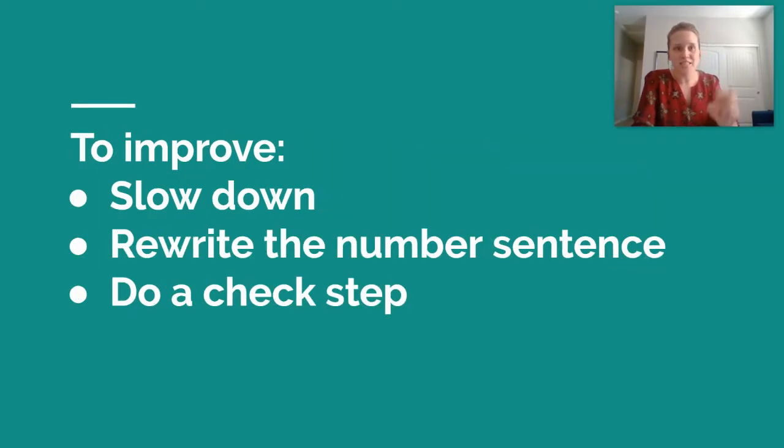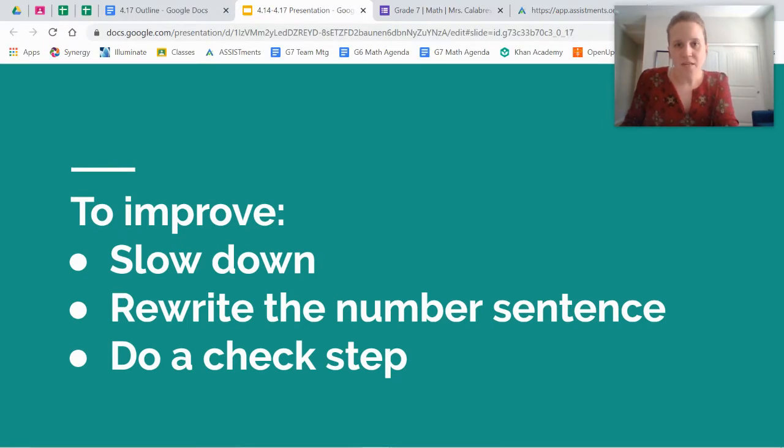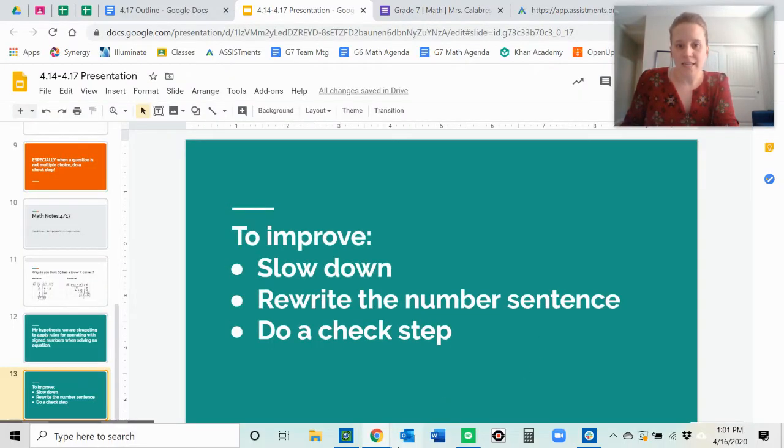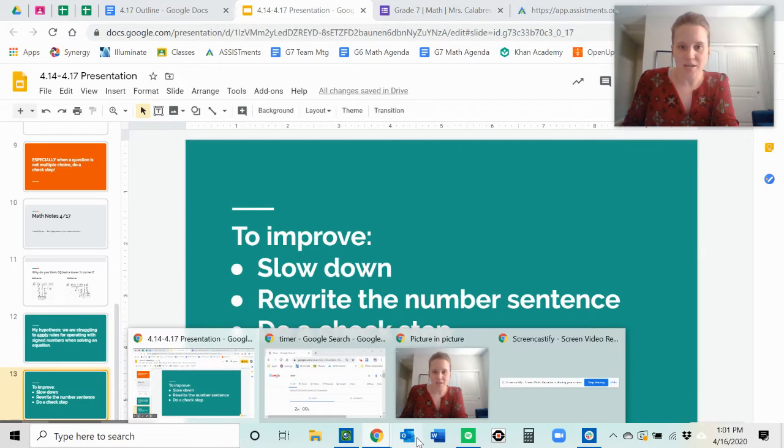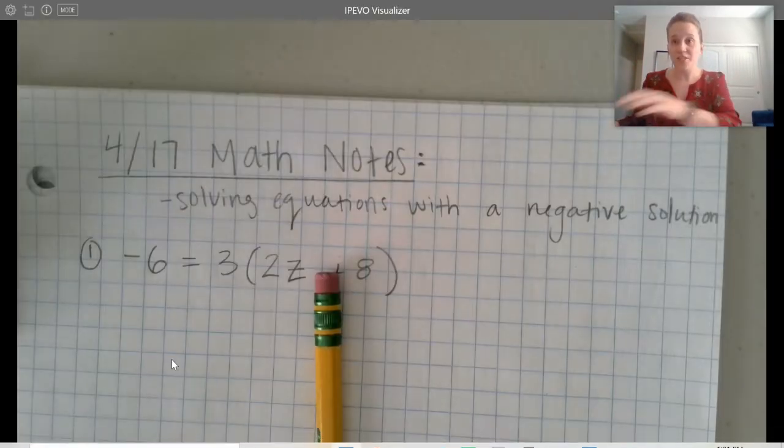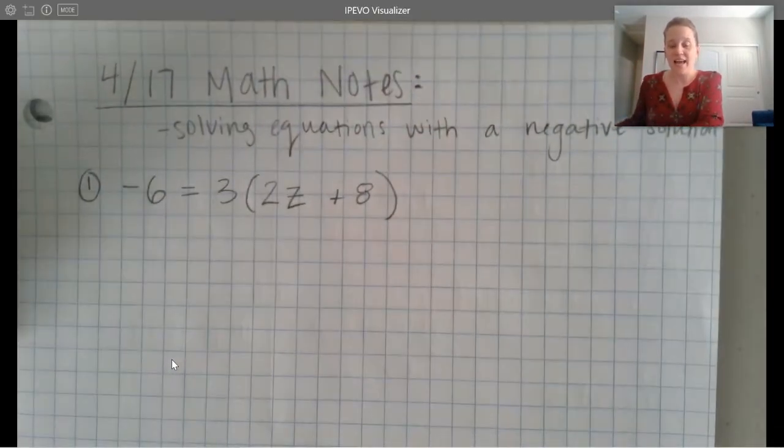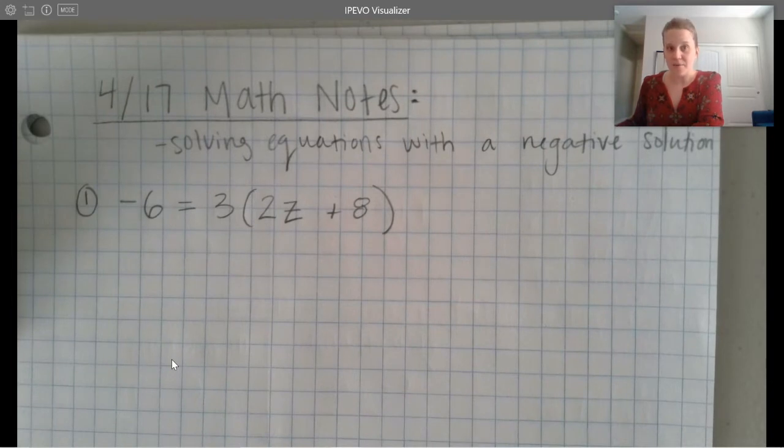Okay, so 3 suggestions. We're going to do these 3 things in one question that we'll do together today. We are going to slow down. We're going to rewrite the number sentence and we are going to do a check step. Okay, so let's try it. Your independent practice today, question number 1, is actually the question we're going to do together right now. So we are getting a head start on your independent practice.